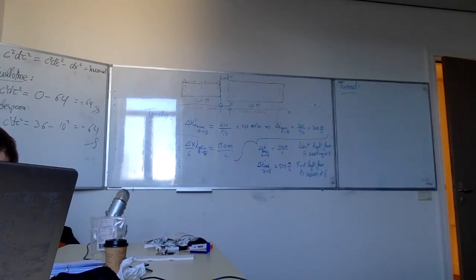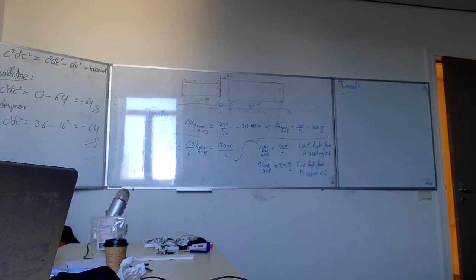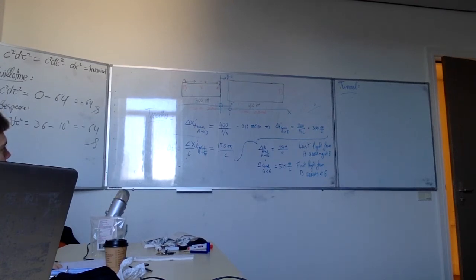Okay, suggestions from the tunnel frame. Same exercise, different numbers. We're going to do the same thing: when the last light from A has hit E, but now seen from the tunnel, and when the first light from B hit E, as seen from the tunnel.